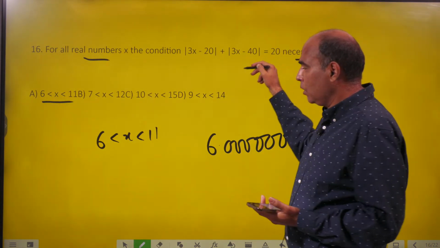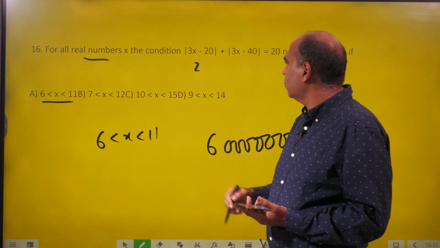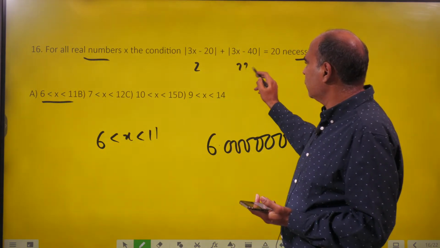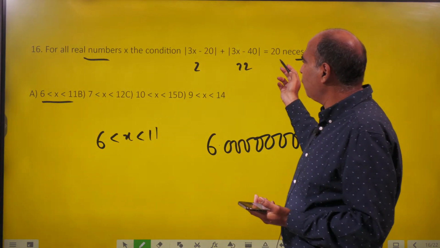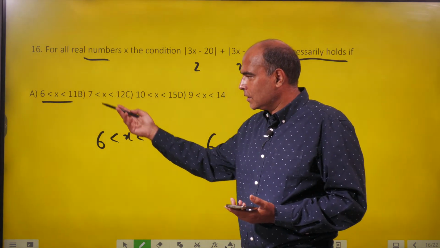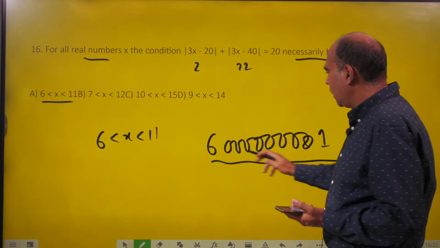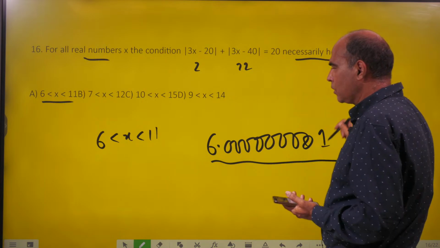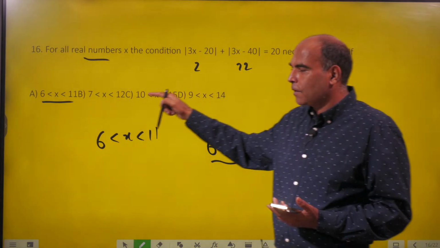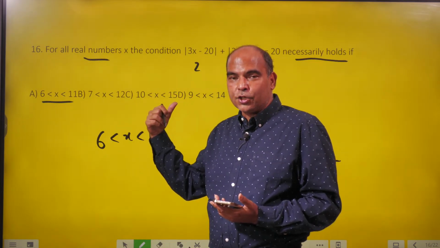This has to necessarily hold. You can just put 6 here, and in 6 this modulus is 2 and this modulus is 22. So 2 plus 22 gives me 24, not 20. So at 6 it's not satisfied, but see, this does not have 6. I'm still repeating this, but for all practical purposes a number like 6 point a few thousand zeros and a 1 is definitely part of this range, and it's not going to satisfy this equal to 20 relationship there.